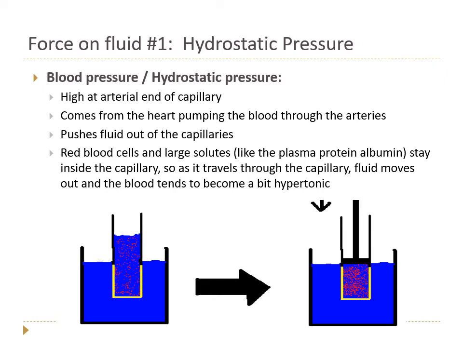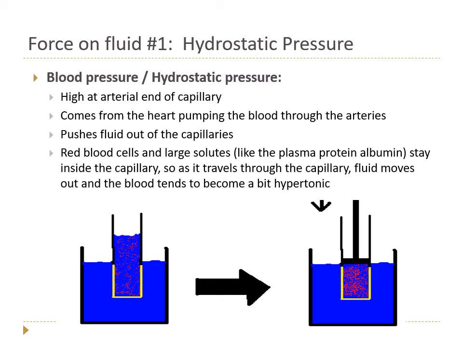So the first one is hydrostatic pressure. That's what our blood pressure is. That's the pressure of the fluid contained in that vessel. So when we're coming from the arteries, remember that's a high pressure system because you're getting all the force of the heart pumping that kind of pulse of blood through the tubing. So hydrostatic pressure, just the pressure of the fluid in the container pushing on the walls of the container, is high when we first enter the capillary bed, so at the arterial side of the capillary bed.